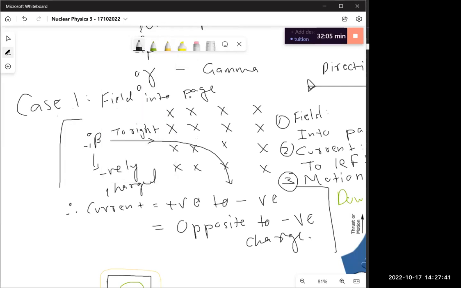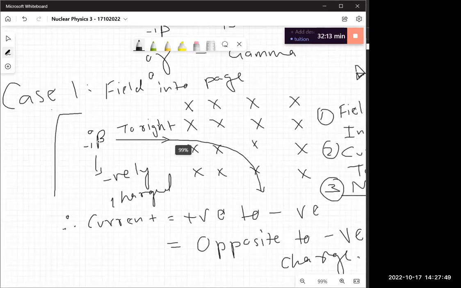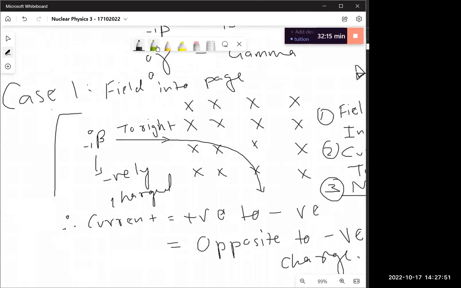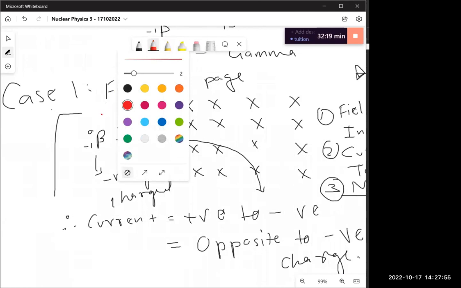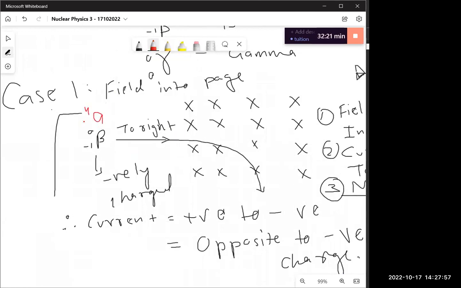Case one is field into page. Field into page is basically into the page or away from you. Next, we did beta particles. What about alpha particles? Let's use red for alpha, 4-2. What will happen to alpha particles if they go into the page? How will they react? Anas, what is the charge of alpha particles?